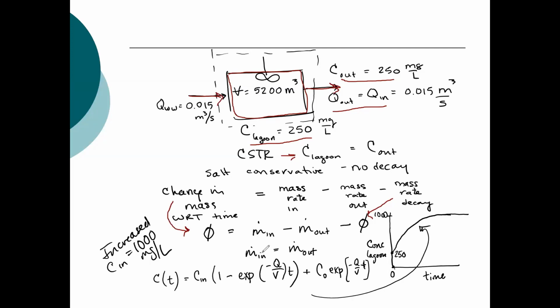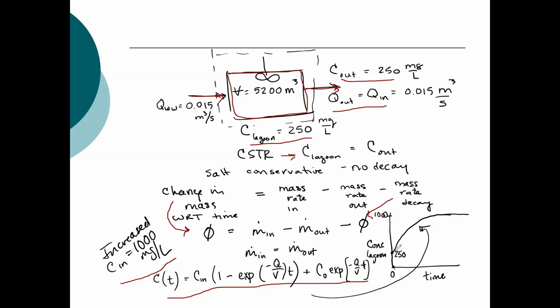Now, there's a sudden increase in the influent concentration. And now when there's a sudden increase, you're no longer at steady state. So we can no longer write that the change in mass with respect to time is equal to 0. So now we do have a change in mass with respect to time. We can solve that equation, and this was the equation that was given.